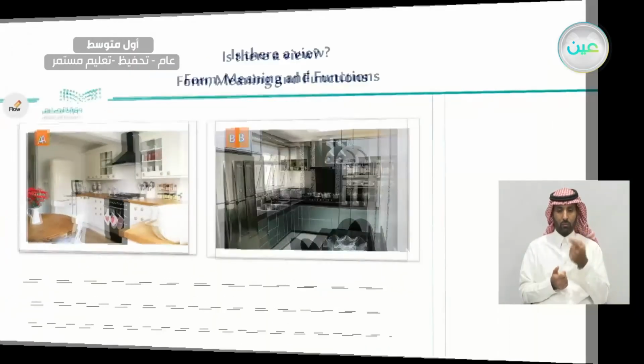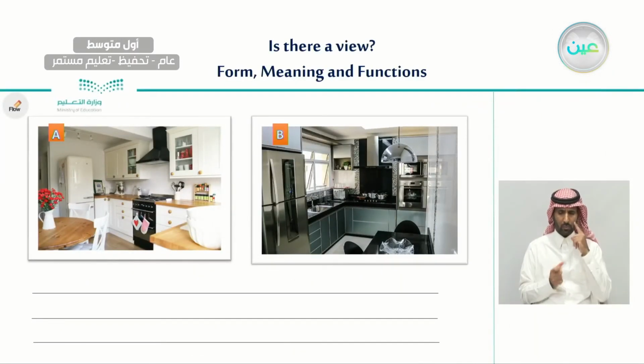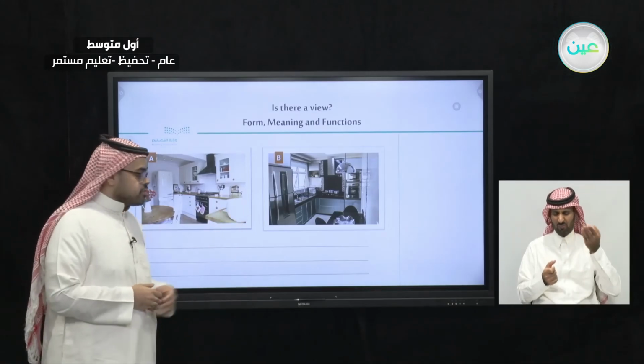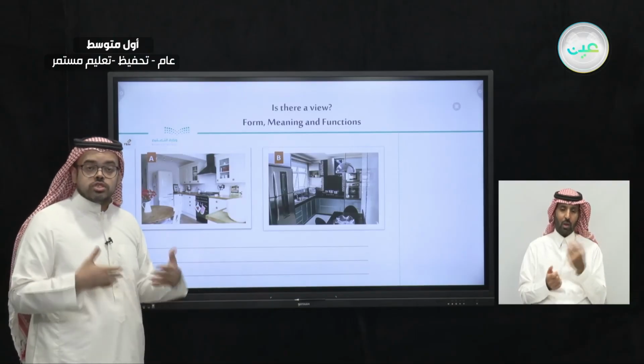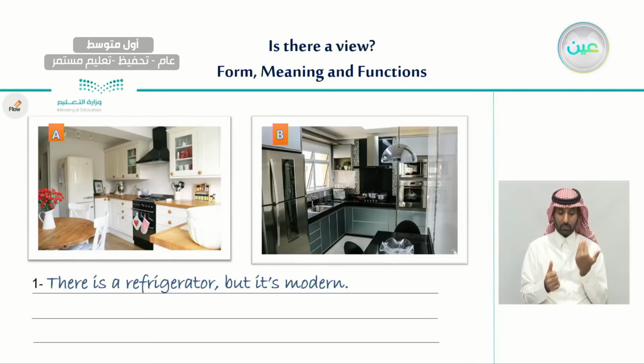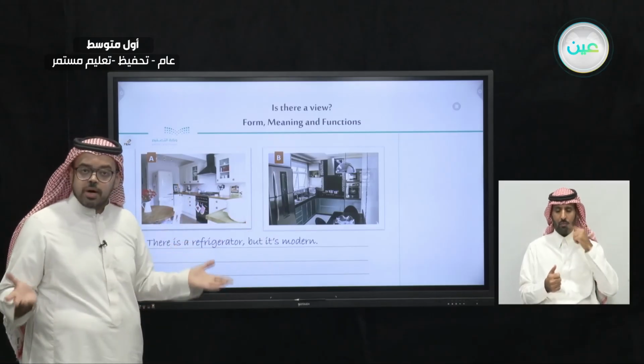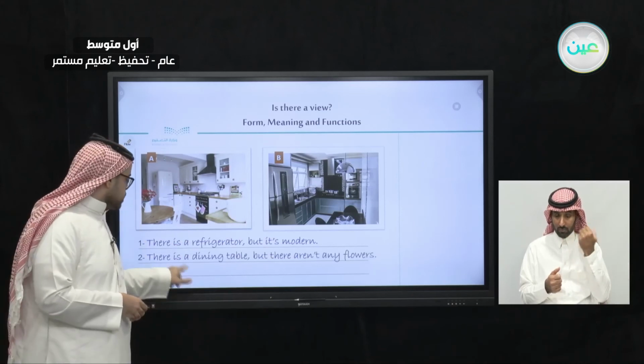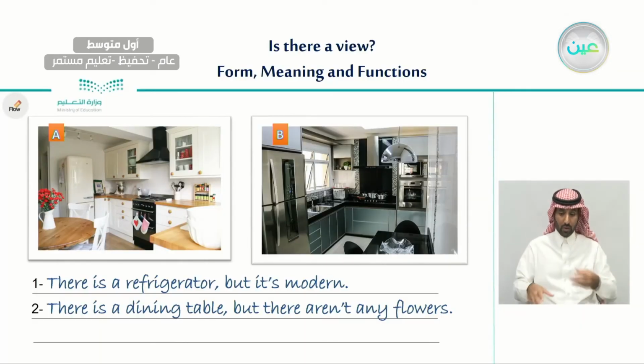So what differs picture B from picture A? Obviously, the kitchen in picture B is more modern, and the kitchen in picture A is old. This is the major difference. Let's see the sentences we have written. The first sentence: there is a refrigerator, but it is modern, because the refrigerator in picture A is not modern. The other sentence: there is a dining table, but there aren't any flowers.